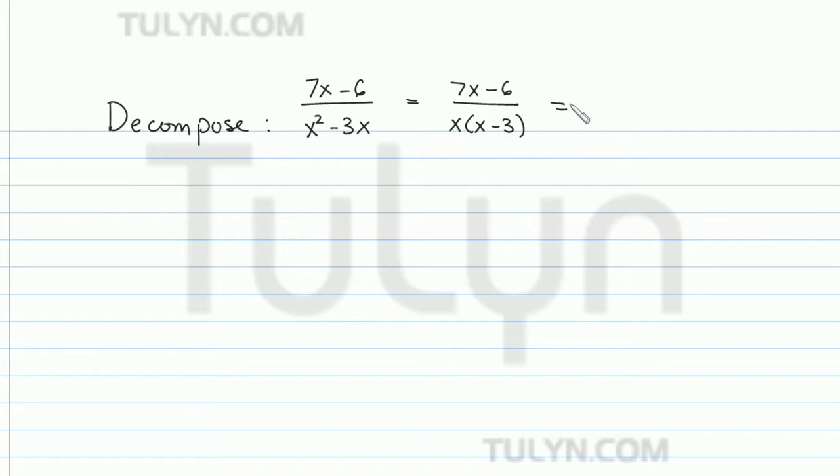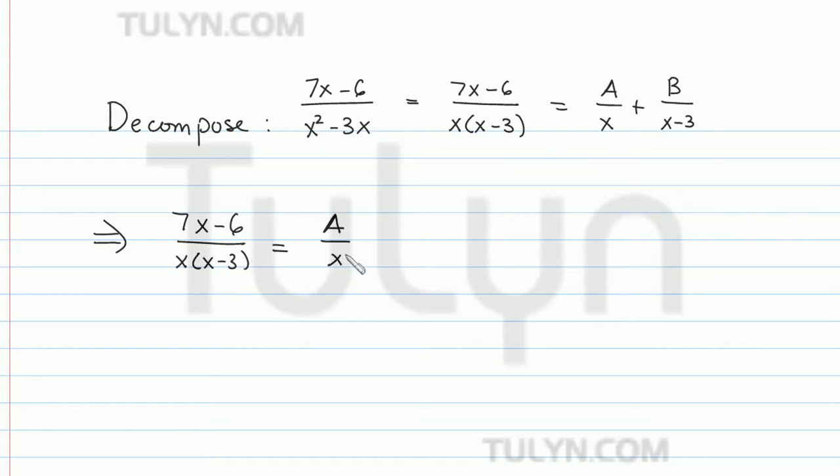And so when we decompose, we want our solution to look like some value a over x plus some value b over x minus 3. And then we have to figure out what a and b are. So let's rewrite our expression. Oops, excuse me, that's x minus 3.